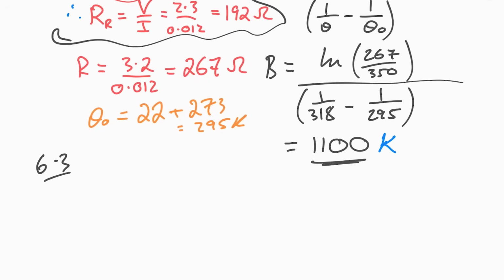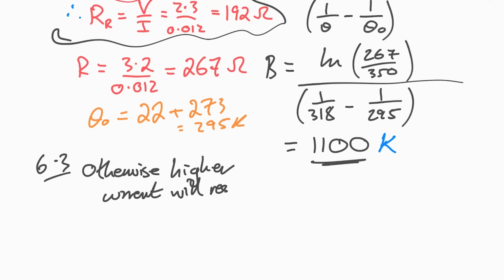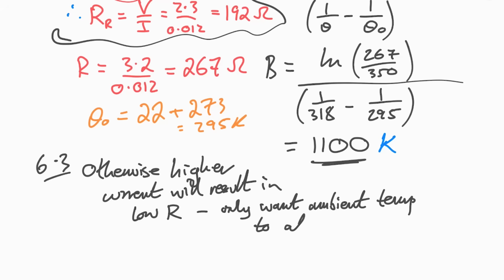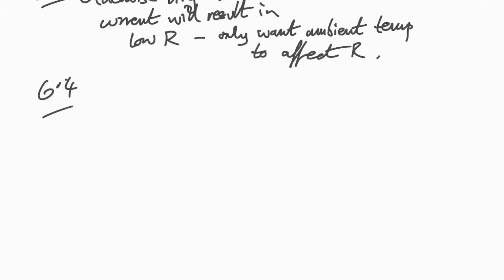Weird. 6.3, explain why the current and the temperature need to be controlled, because otherwise higher current or changing current, whatever, will result in lower resistance. We only want ambient temperature to affect resistance. There we go. 6.4, explain how ammeters and voltmeters can be used in the circuit to demonstrate the conservation of charge and the conservation of energy. What?